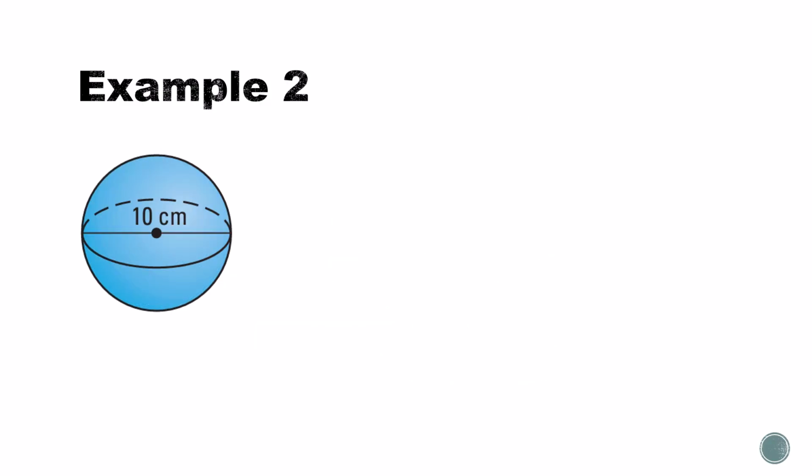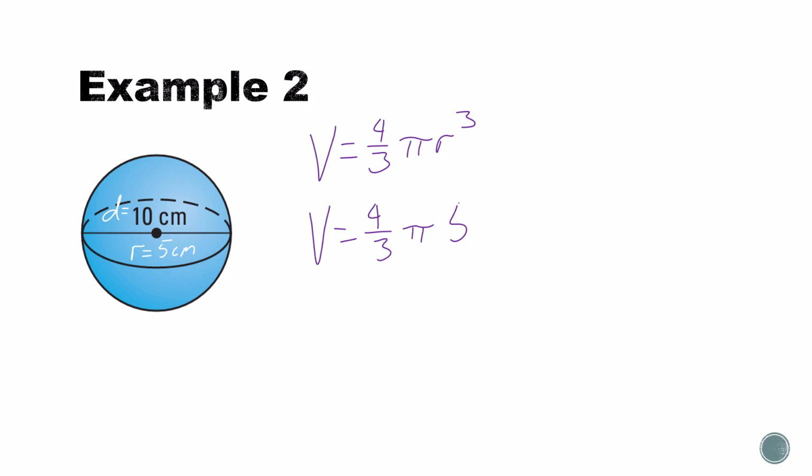Now number 2 here, we have another sphere. So we're going to use the same formula, 4/3 pi r cubed. But this time we're given the diameter. So if the diameter is equal to 10, that means that the radius is equal to 5 centimeters. So we're going to go ahead and substitute 5 for r. So volume equals 4/3 pi times 5 to the 3rd power.